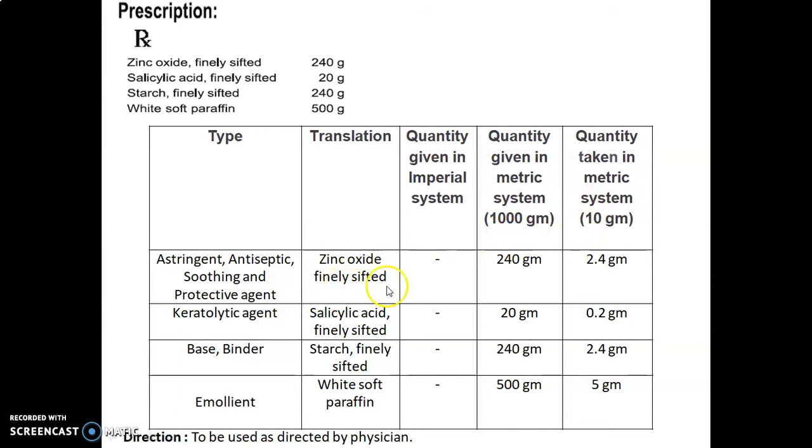First of all, zinc oxide, finely sifted, is used as an astringent, antiseptic, soothing and protective agent. Quantity given is 240 gram, taken quantity should be 2.4 gram. Salicylic acid, finely sifted, is used as a keratolytic agent. Quantity given is 20 gram, taken quantity should be 0.2 gram. Starch, finely sifted, is used as a base and binder. Quantity given is 40 gram, taken quantity should be 0.4 gram. White soft paraffin is used as an emollient. Quantity given is 500 gram, taken quantity should be 5 gram. Direction: to be used as directed by the physician.